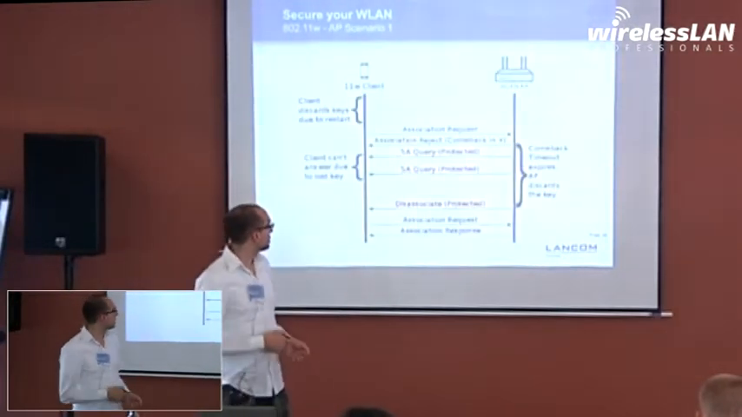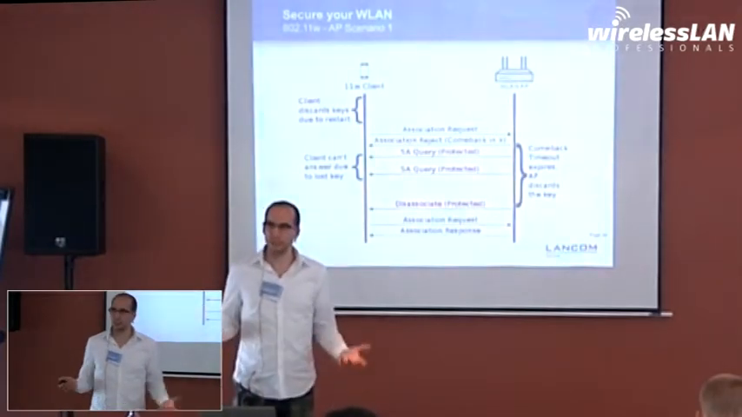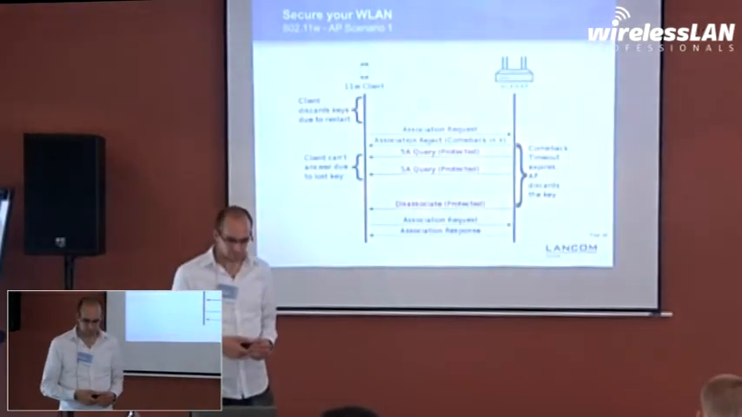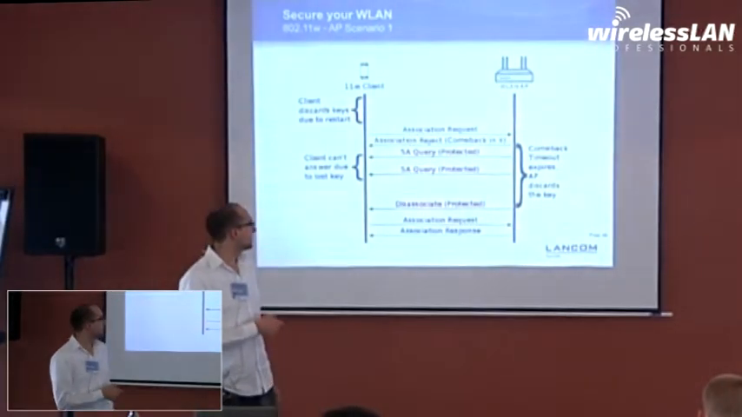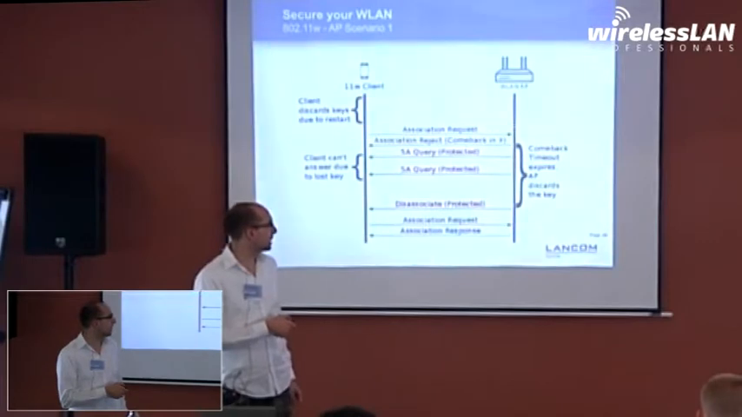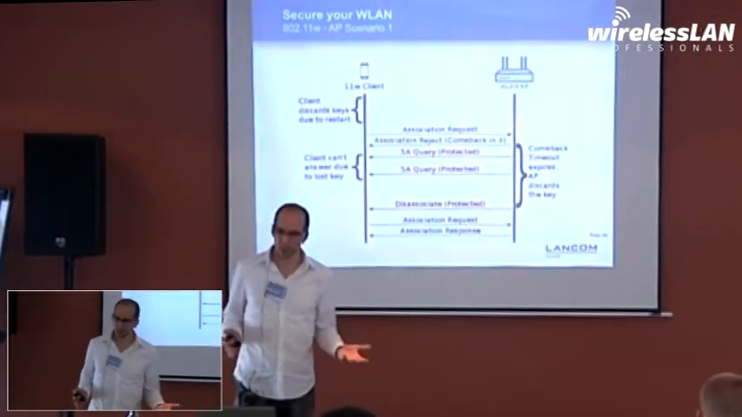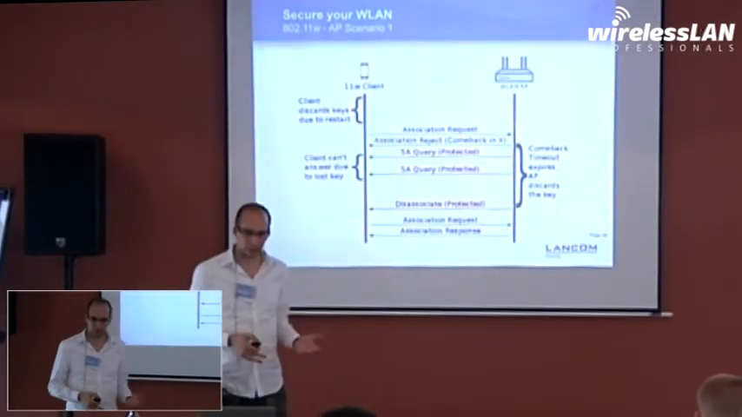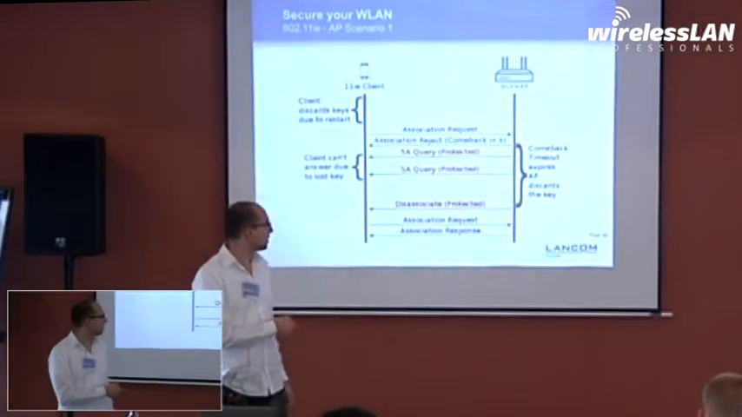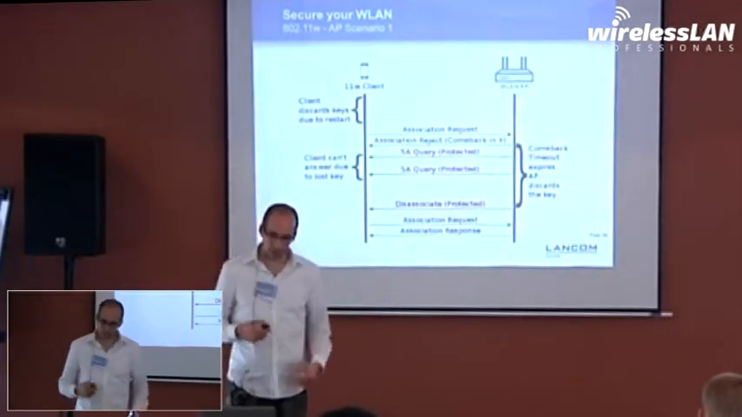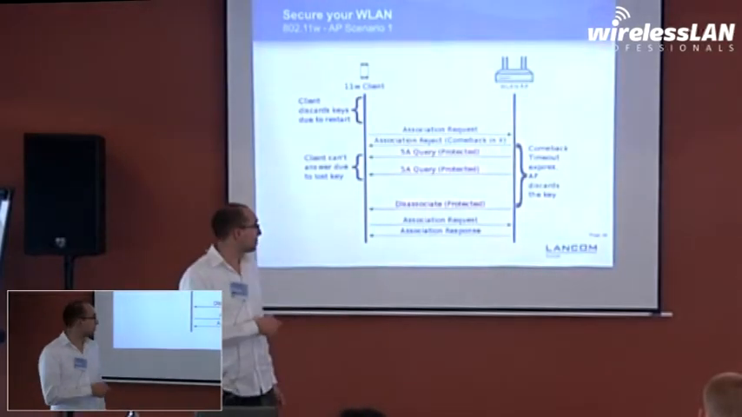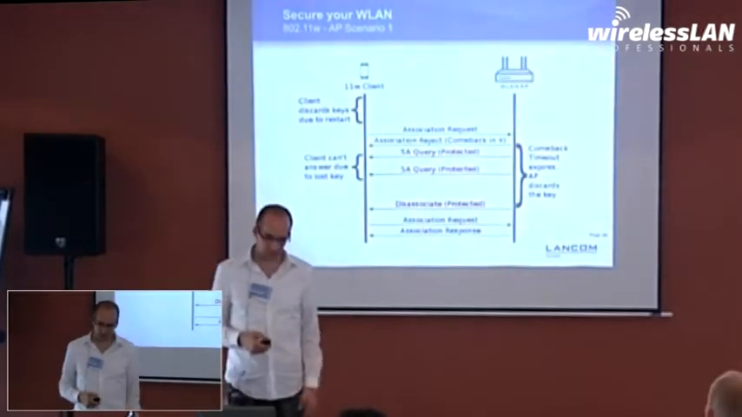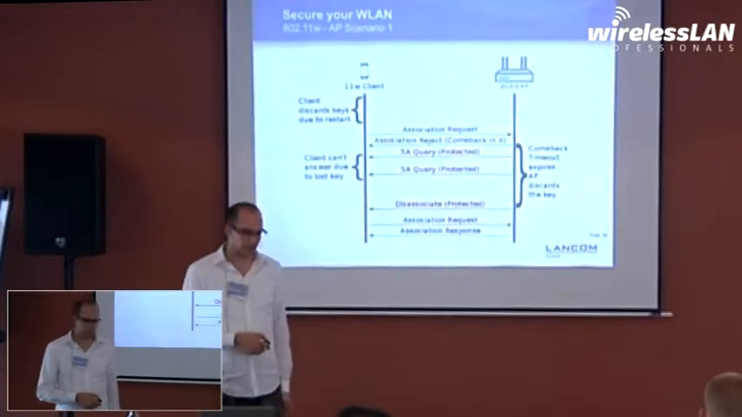So let us imagine that the client has lost its key due to a card reset, for example. So it needs to reconnect to the AP, and it sends out an unprotected association request to the AP. And the AP will just react and say, I reject you, but you can come back in a couple of seconds, in this time X seconds. And afterwards, the AP will start to send out SA query packets, which are protected. And since the client has lost its key, it is unable to answer them.